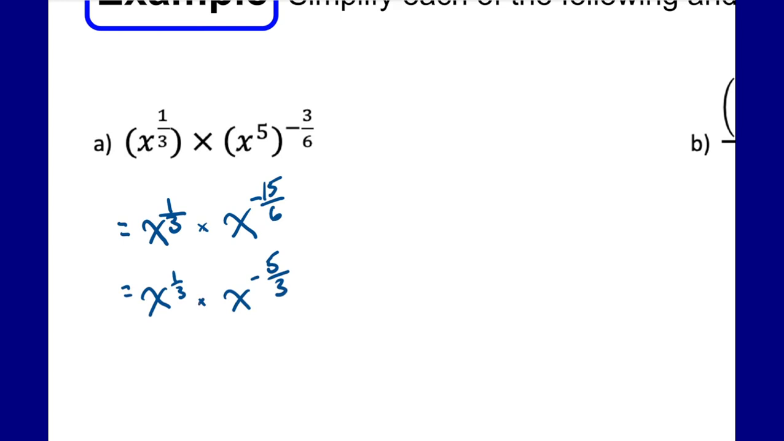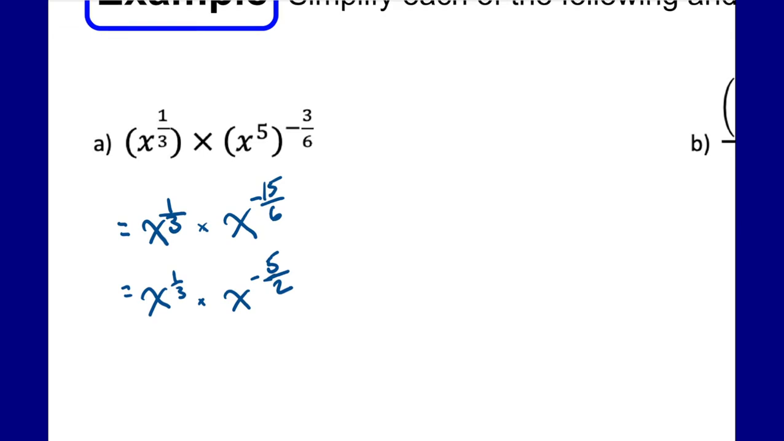We still need to simplify. I'm just focusing on that power of a power. So multiply, so 15, divide both sides by 3. Oops, it's actually negative 5 over 2. I knew there was something off there.